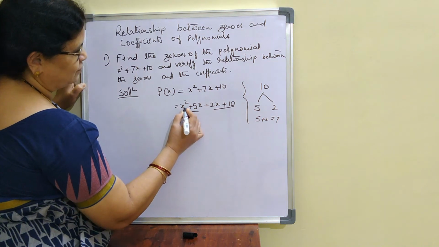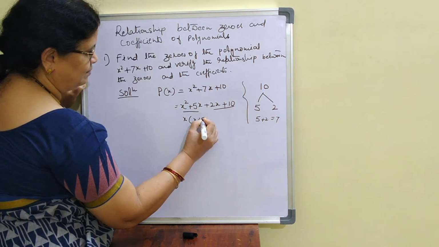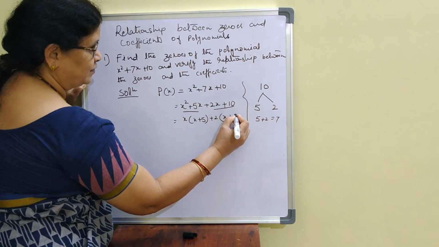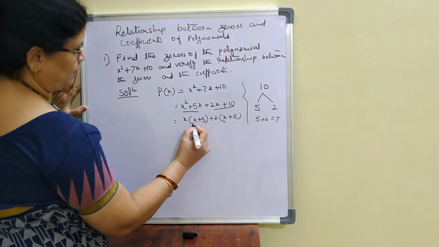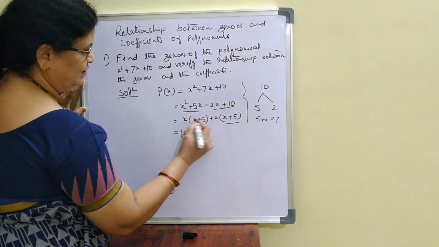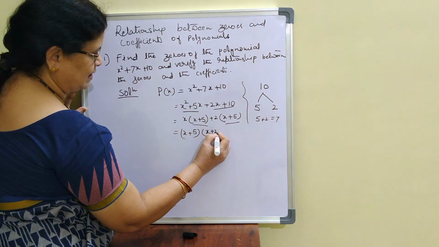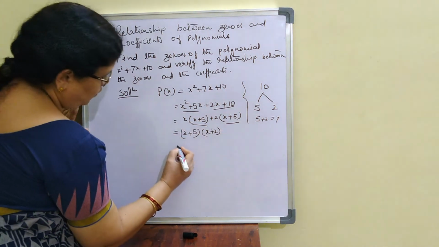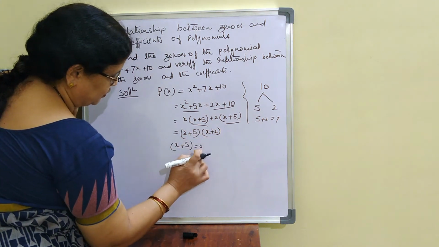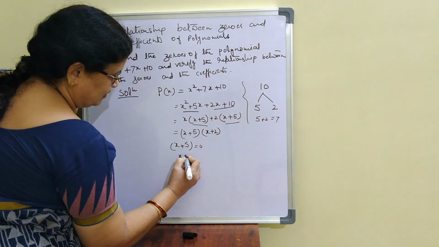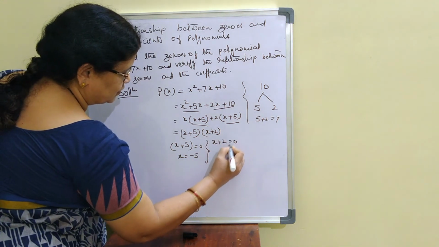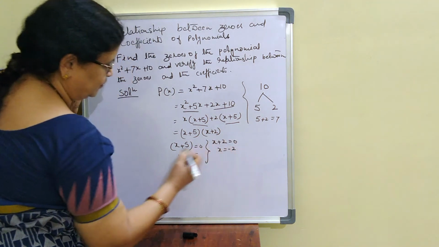So I can take x common from this. x plus 5 remained in the bracket, plus I can take 2 common from this. x plus 5 remained in the bracket. Now again from both, x plus 5 is common, write in one bracket. Whatever is remained, keep in another bracket, that is x plus 2. Now x plus 5 is equal to 0. I need to equate each term to 0 to get the value of x. x is equal to minus 5 and x plus 2 is equal to 0. That means x is equal to minus 2.